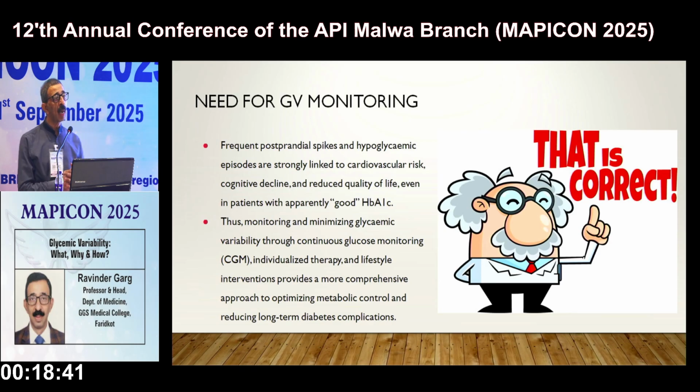So what is the need for glycemic variability monitoring? It has been seen that these spikes and troughs, that is hyperglycemia and hypoglycemia, are directly linked to cardiovascular risk, cognitive decline, and quality of life, in spite of having a stable HbA1c. A person might have a very good HbA1c, but still, if that person is having glycemic variability, he or she is going to undergo cardiovascular risk. Therefore, monitoring glycemic variability, early detection, and managing it is very important.